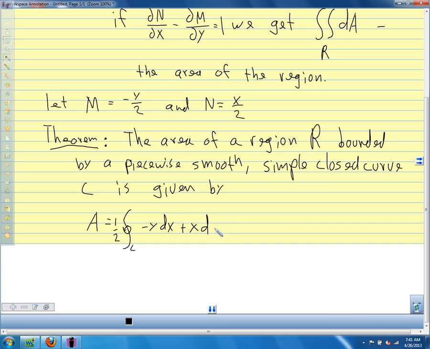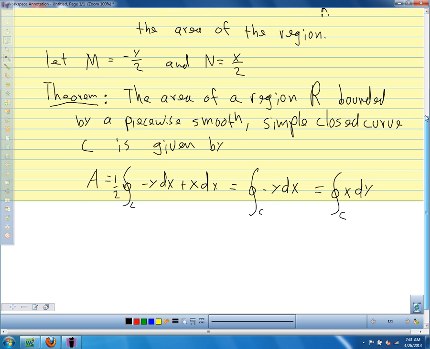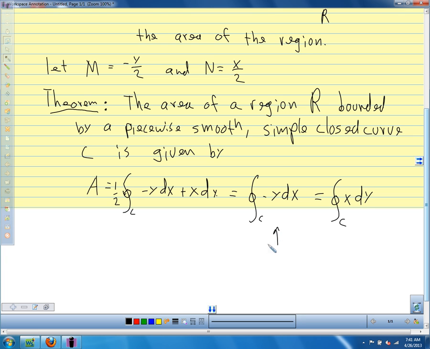And we could also write this. This is the same as saying the integral around our curve of minus y dx. And that is the same as saying the integral around our curve of x dy. And for this case, we're saying that N is 0. And by that I mean it's identically 0. It doesn't evaluate to 0. It's 0 everywhere on that curve. And for this one, we're saying that M is identically 0.